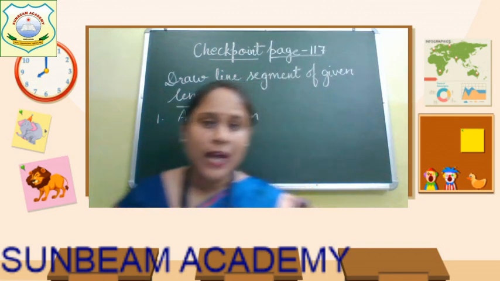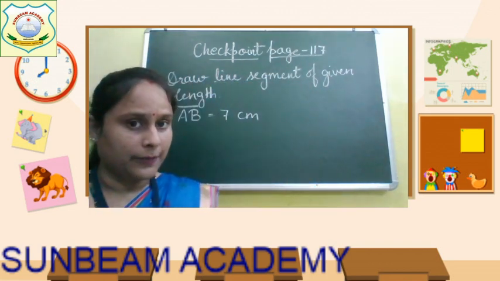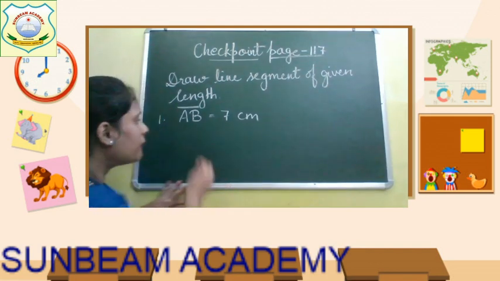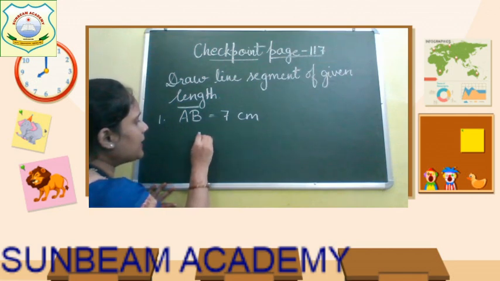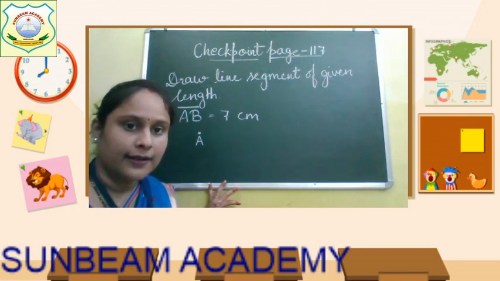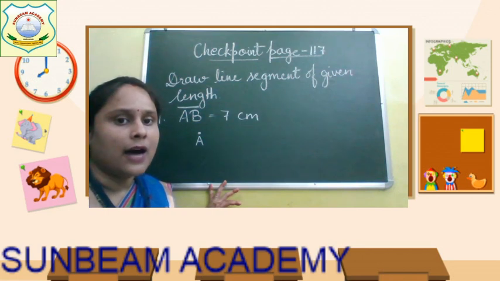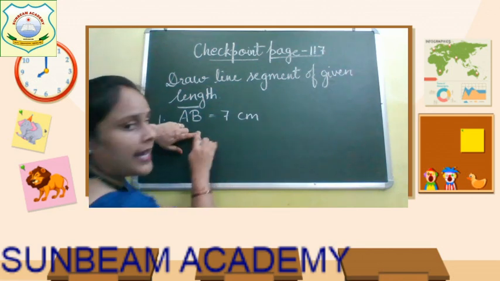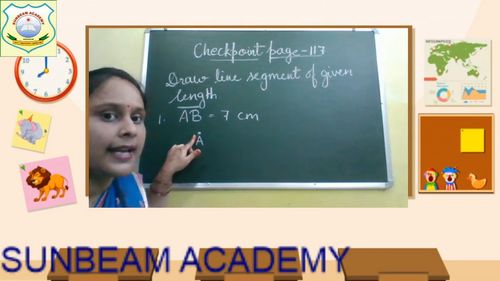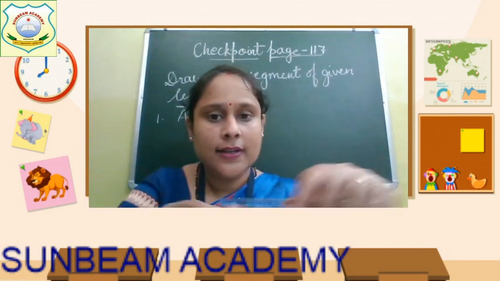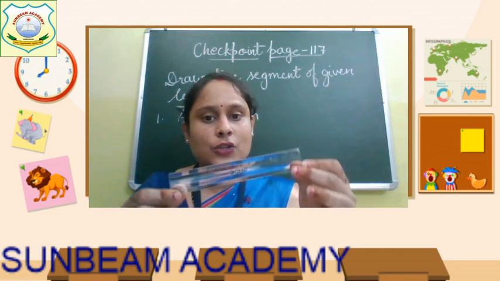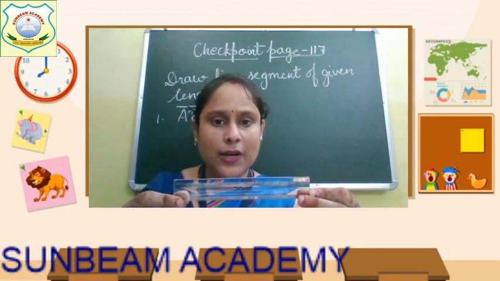See, if we are drawing a line segment of 7 centimeter, first what you will do, draw with me, all of you. First you will put a dot and write point A. Write down point A. Written? Everyone has written? Now you will put your scale and the 0 of your scale should be at point A. See, 0 is there on your scale.